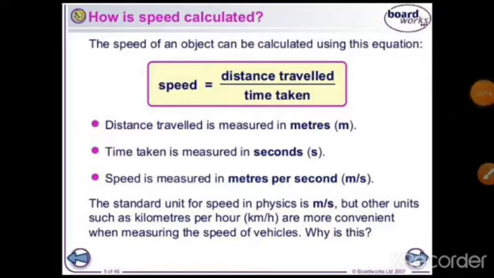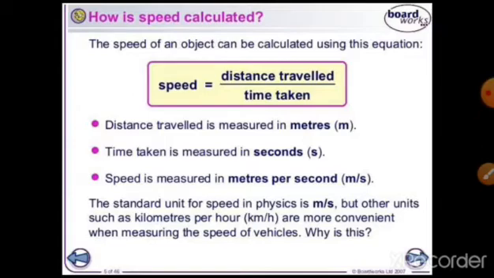So students, how is the speed calculated? The speed of an object can be calculated using the equation speed equals distance travelled by time taken. So what are the two factors on which the speed of an object depends? The speed depends on two factors, that is the distance and the time. So when the distance travelled is measured in meters and the time taken is measured in seconds, then the speed is measured in the unit meter per second. So the standard unit for speed in physics is meter per second, that is the standard international unit.